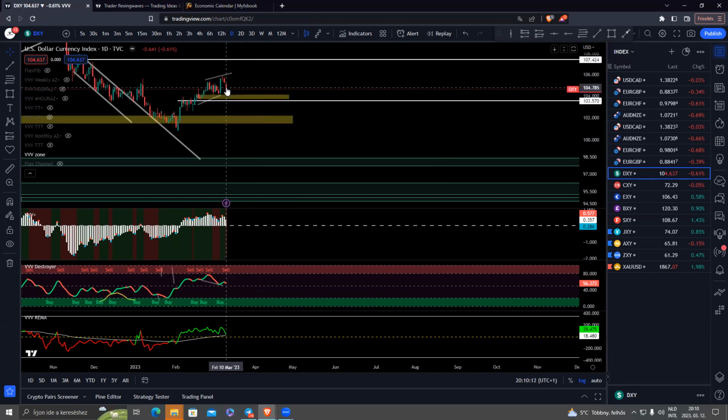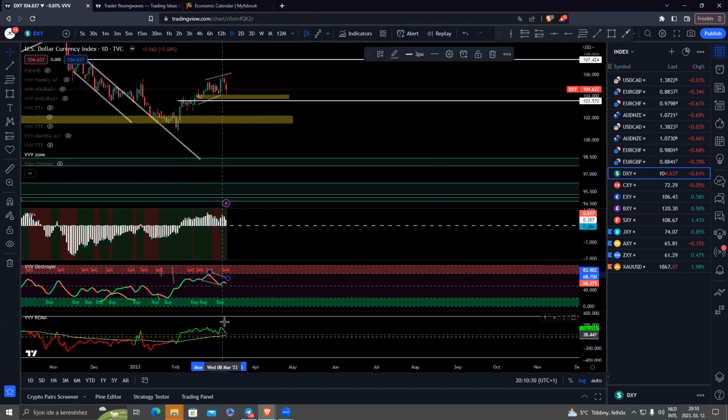Okay, but I would like to see, if this doesn't break here, something like a reverse divergence, because this is the clear thing here as well. But what I don't like is on the REMA. The REMA is about to cross, but we broke the zero line on the REMA. And that's a positive sign, looking for the bullish side of the DXY. We are still above the zero line. This is also important.